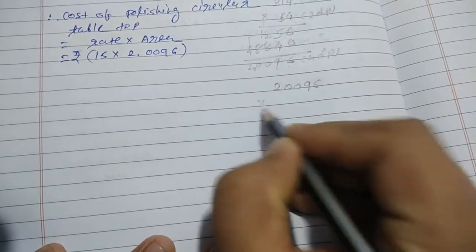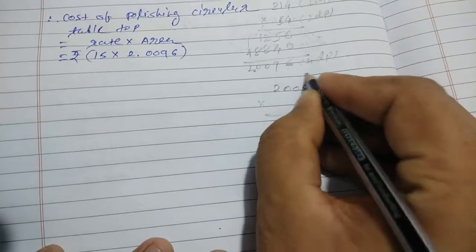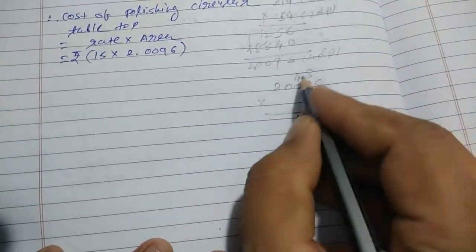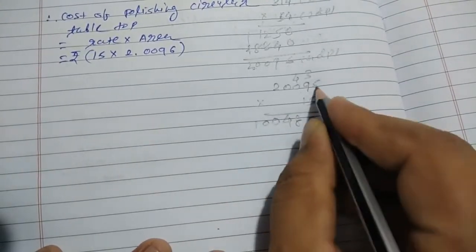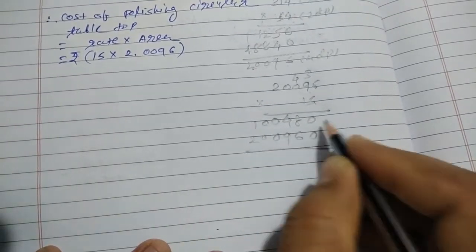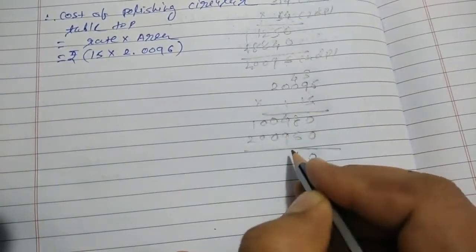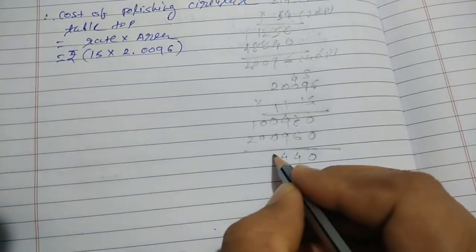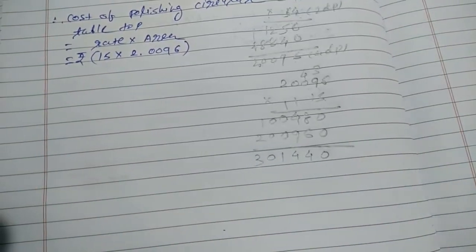So here we will do this multiplication. 20096 multiplied by 15. 6 5s are 30. 9 5s are 45 plus 3, 48. 0 5s are 0. 0 plus 4, 4. 0 5s are 0. 2 5s are 10. Then here 0. 6 1s are 6, 9, 0, 0, 2. 0 plus 0, 0. 8 plus 6, 14. Here 1, 1 plus 4, 5 plus 9, 14. Here 1, 1, 0, 3.